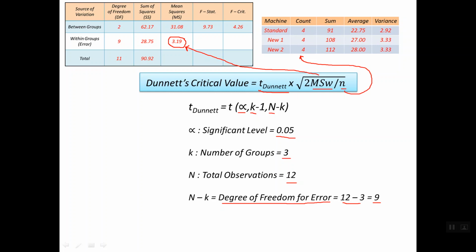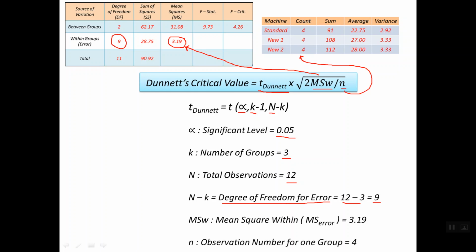We can see that the degrees of freedom for the error is already recorded inside the one-way ANOVA table. It's 9. And regarding the MSW, it's the mean square within, or the mean square for the error. Again, this is recorded inside the one-way ANOVA table, which is 3.19. And small n is the number of observations for one group, which is 4.